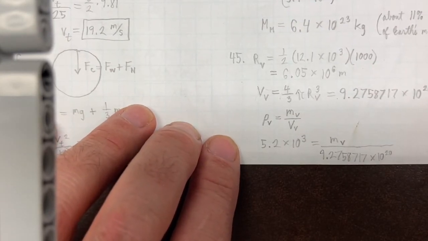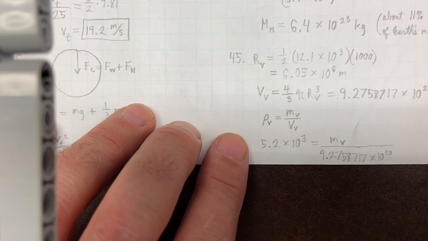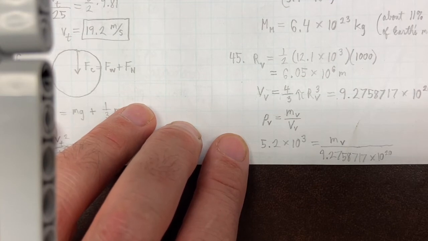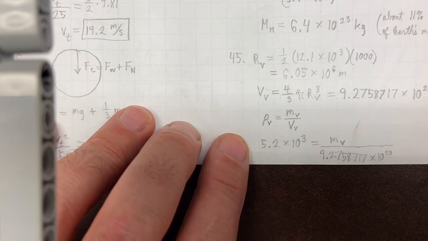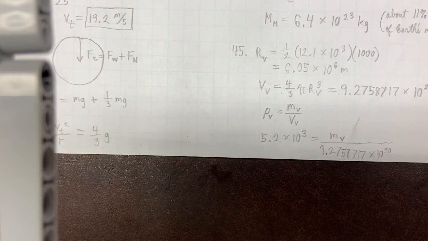Venus has a diameter of 12.1 times 10 to the third kilometers and a mean density of 5.2 times 10 to the third kilograms per cubic meter. How far would an apple fall in 1 second at its surface? Okay, so what we have to do here is look at the radius of Venus. The radius of Venus is going to be 1/2 times that diameter, and then we do the times 1,000 because we want to get the meters.